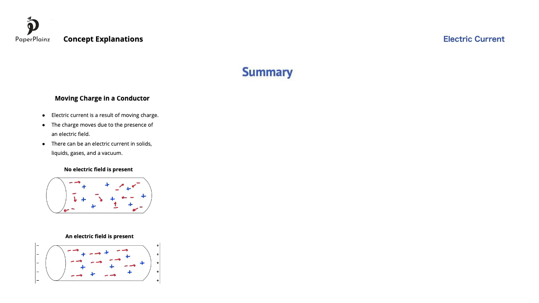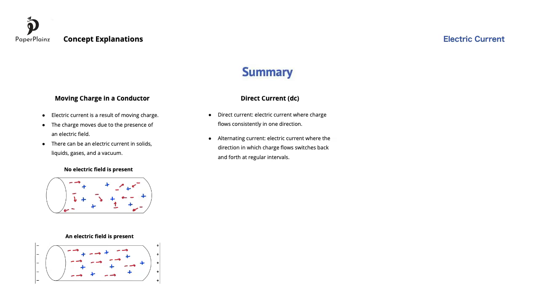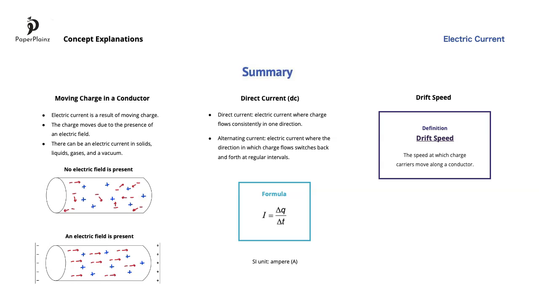Then we moved on to discuss direct current, and define direct current and alternating current. Then we moved on to the formula that can be used to calculate the size or magnitude of the current, and added that the SI unit of current is the ampere, which is one of the 7 fundamental SI units. Finally, we learned about drift speed, which we defined as the speed at which charge carriers move along a conductor. We finished up with this formula that can be rearranged to calculate the drift speed.